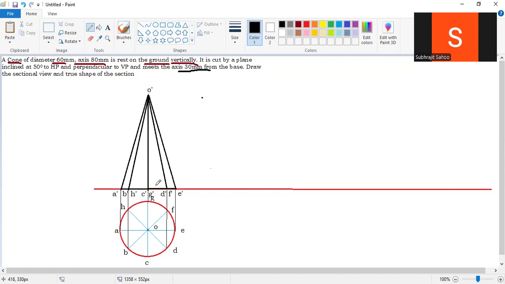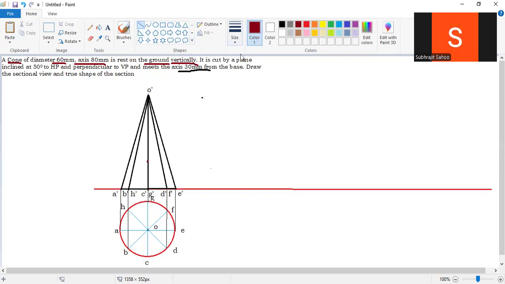Total is 80, so keep the drafter here. Measure 30 mm. Suppose 30 mm came here. Right? What is the next step? Next step is you have to cut it. I'm cutting from this side. No, no, how to cut? The angle I have not done yet. How much angle? 50 degrees, right?